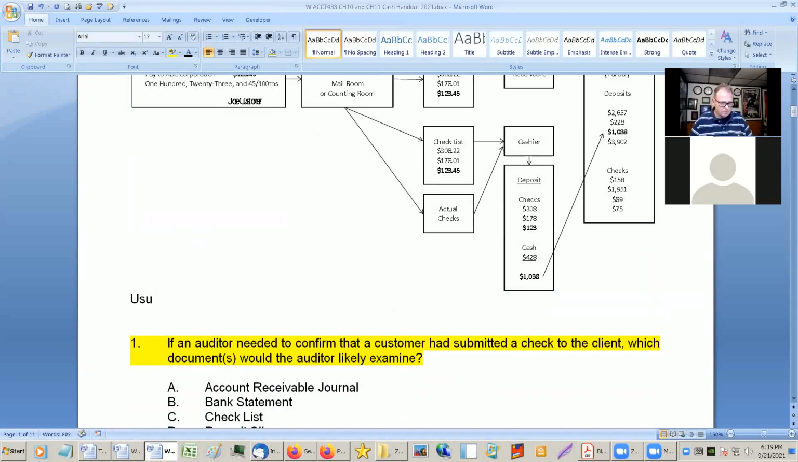To double check the work, make sure. That's part of it. Certainly part of it. Internal control. Help prevent fraud. Yeah. Everything you just said.